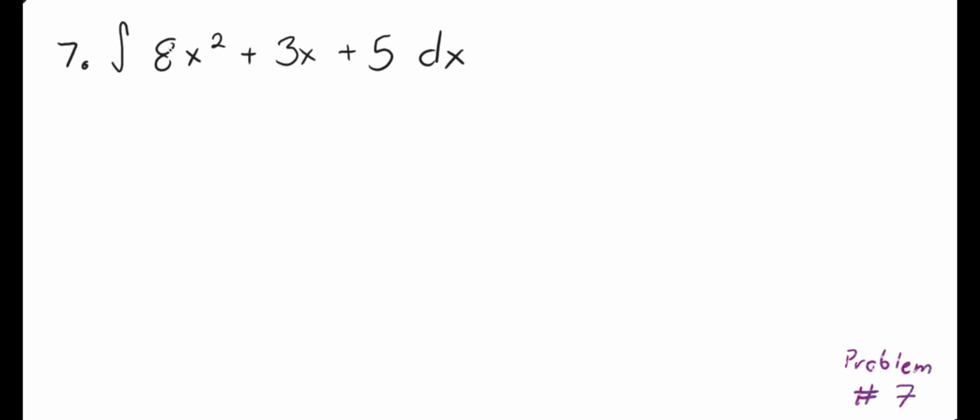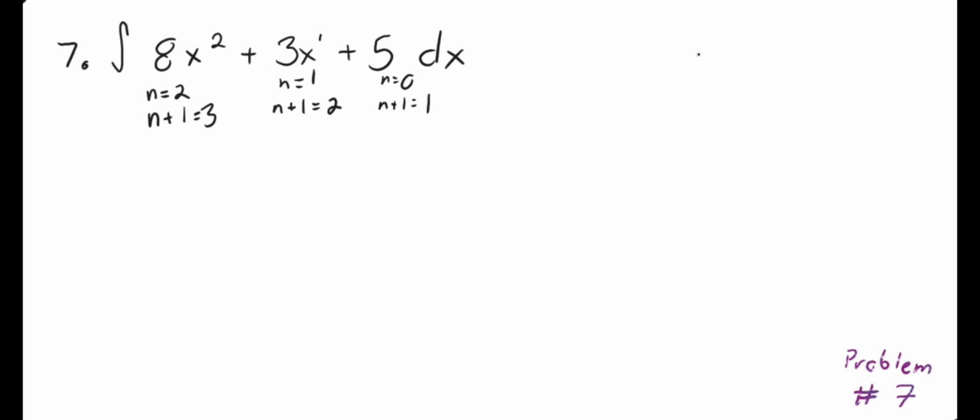So we have 8x to the power of 2. So we know that our n equals 2, so our n plus 1 equals 3. Next we have a 3x, with an invisible 1 as the exponent, so n equals 1 and n plus 1 equals 2. And there's no x here, so that means there's no n. So n equals 0, and then n plus 1 equals 1.